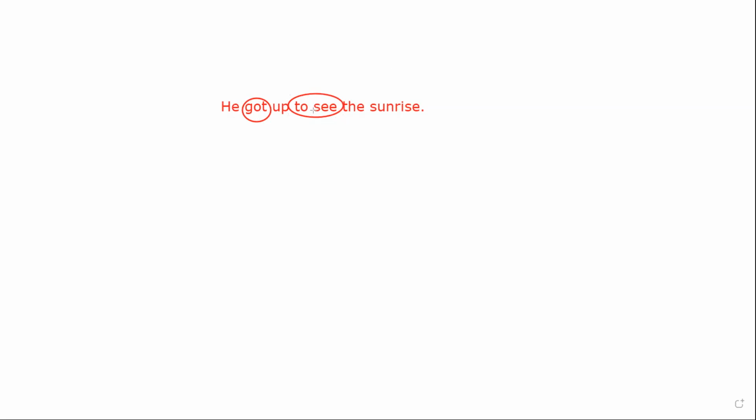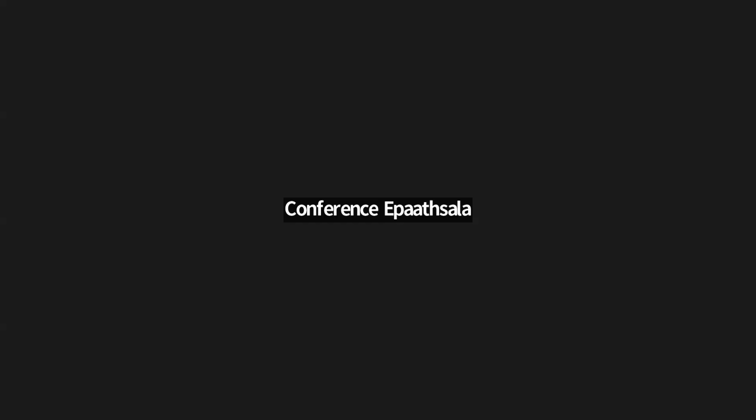So to see means see. And here we cannot use the past tense of the verb when the verb is with to. You cannot write to saw. He got up to saw the sunrise. You cannot write that. So that's all. That is infinitive and phrasal verb. Today we have discussed that only.